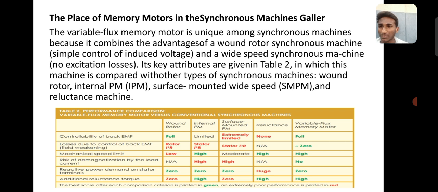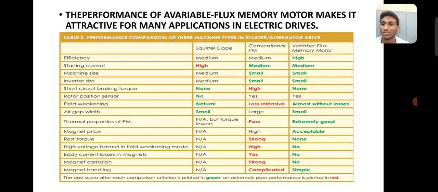Here you can see many attributes for the variable flux memory motor, like controllability of the back EMF, losses due to control of the back EMF, mechanical speed, and many others. In this table the machine is compared with other types of synchronous machines like wound rotor, internal PM, surface mounted wide speed and reluctance machines. The performance of a variable flux memory motor makes it attractive for many applications in electric drives.